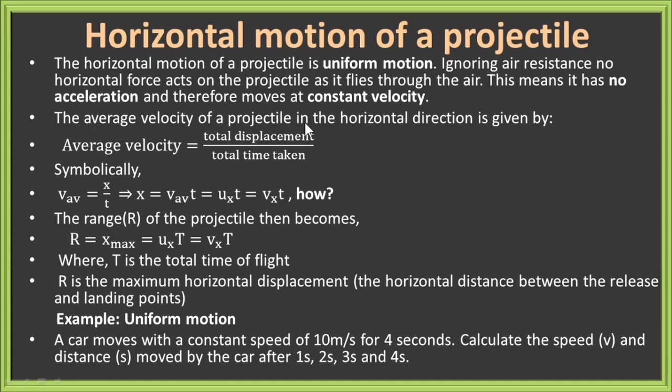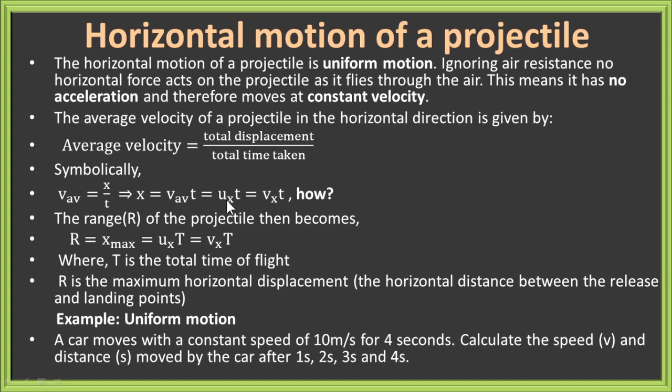The average velocity of a projectile in the horizontal direction is given by: average velocity is total displacement over total time taken. Symbolically, v_average = x/t. x is the distance in the horizontal direction. From this it follows that x is the product of average velocity and time, or x = u_x t, or x = v_x t. Why? Because the average velocity and the instantaneous velocities are equal.